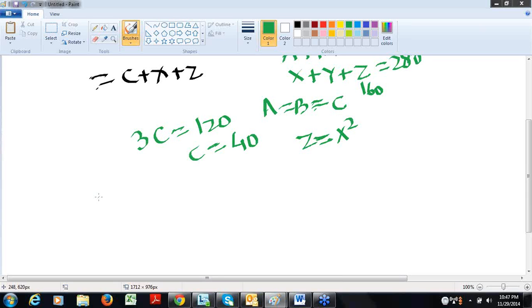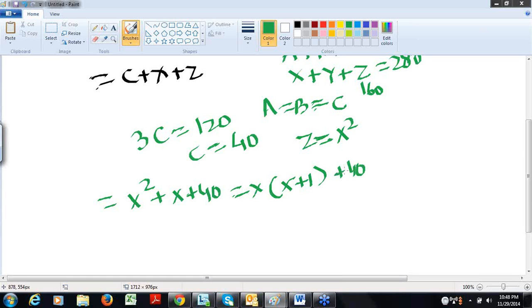Now the number of people who play drums will be what? Now put the value of x square. So it will be x square plus x plus 40, which will be x into x plus 1 plus 40.